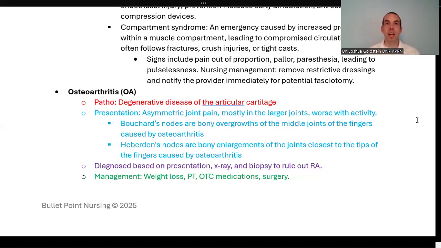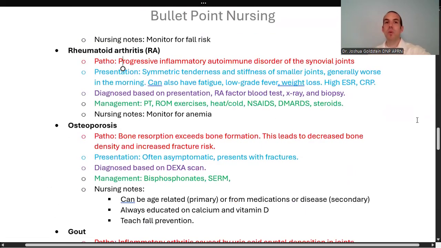In fact, if you've been on an ortho floor in any hospital, most of those right hip replacements and left knee replacements and right knee and all of that, almost all of those come from osteoarthritis. Moving on down, we have our nursing notes, and that's just simply to monitor for fall risk.